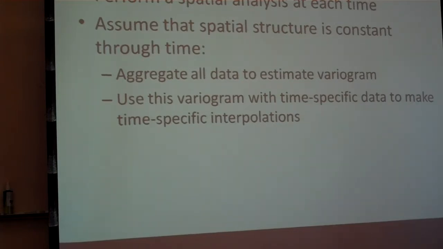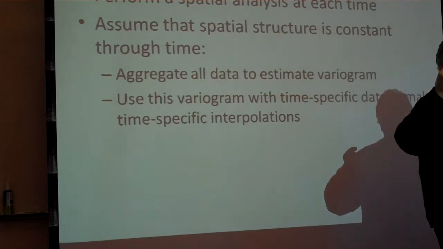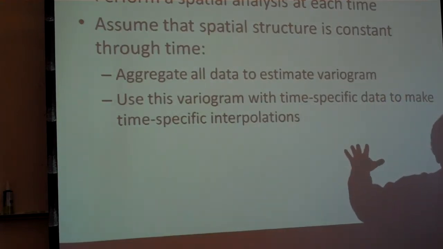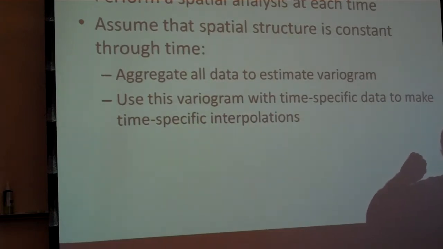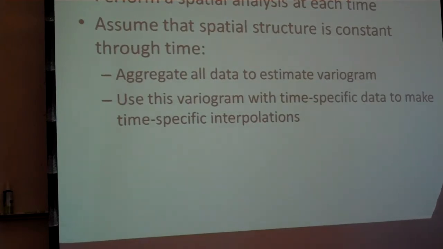Right. So if we're going to aggregate all the data, there are actually three ways we could think about doing it, some of which make more sense than others. We could aggregate the data, calculate a mean value at each location, and then look at the variogram of those means. That loses the power, and you lose a lot of information that way.